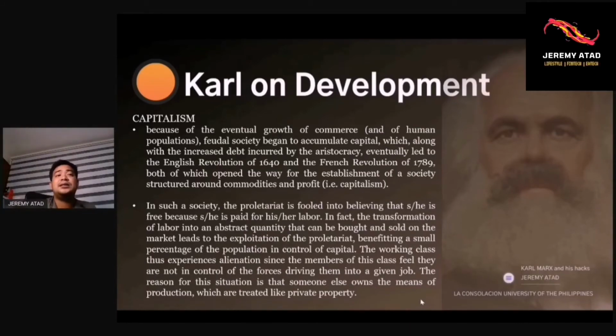The working class thus experiences alienation, since the members of this class feel they are not in control of the forces driving them into a given job. The reason for this situation is that someone else owns the means of production, which are treated like private property.